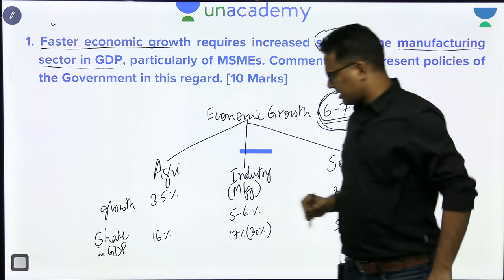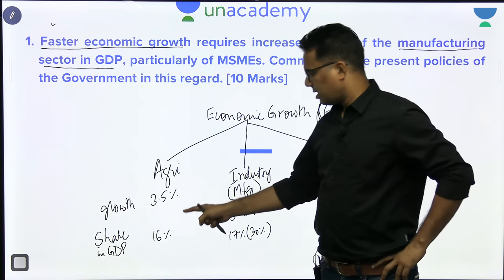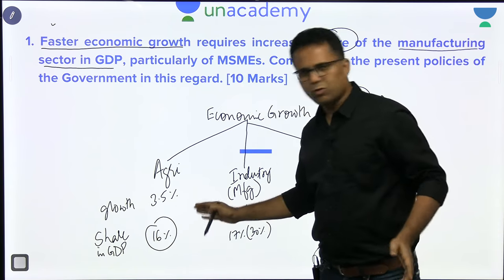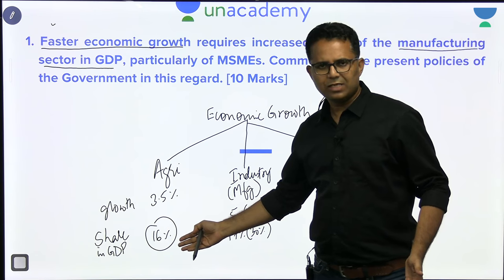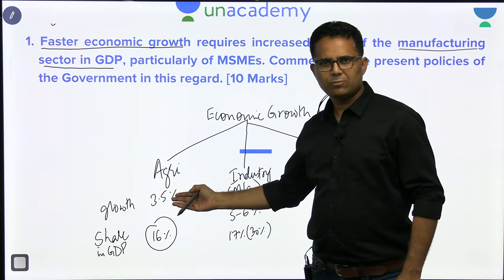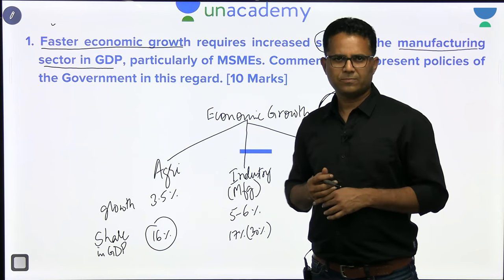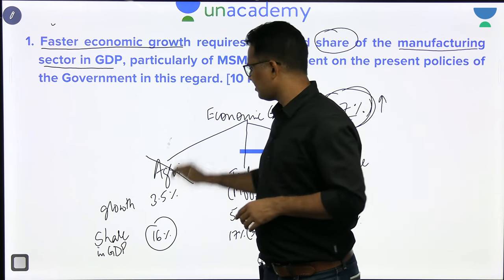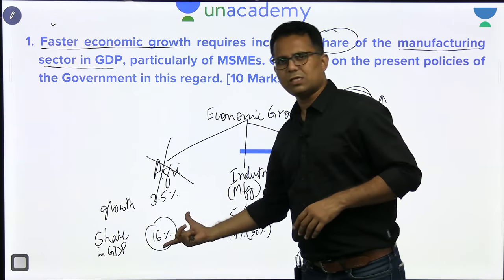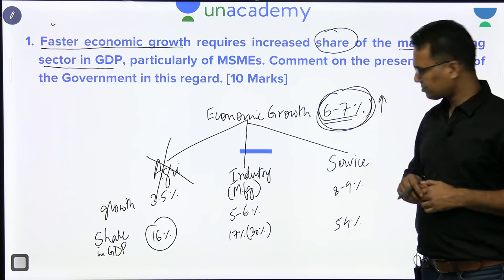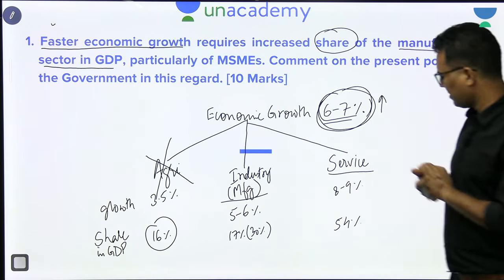So you try to understand. Agriculture is growing just by 3.5%. If the share of agriculture will increase, and agriculture is growing just by 3.5%, our growth will not increase. So in any way, there is no point discussing agriculture because the growth rate is less. If this share will increase, the weighted average will come down. Now coming to industry and services.